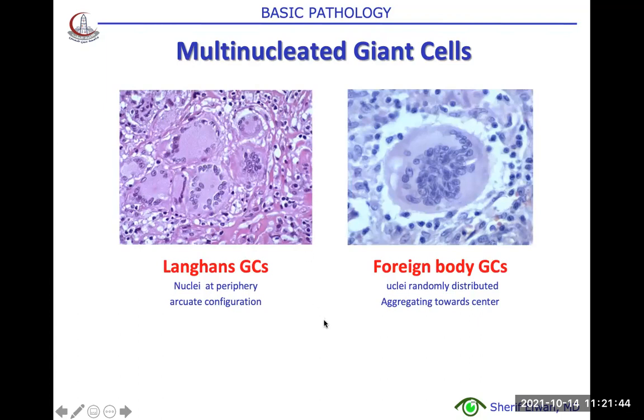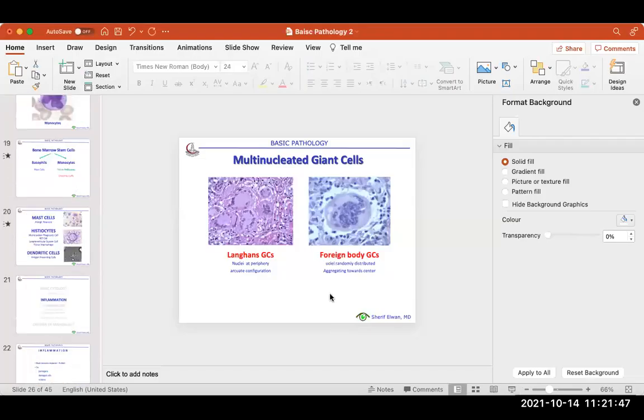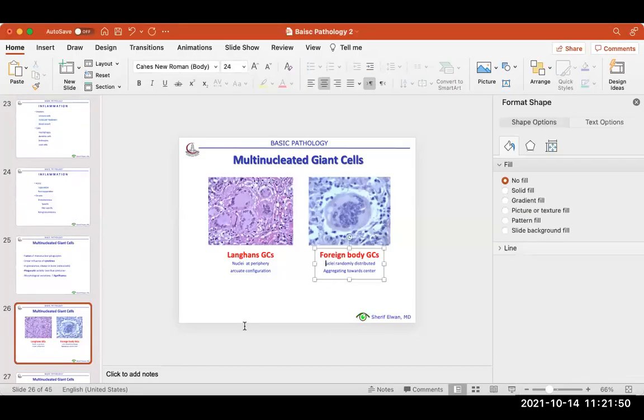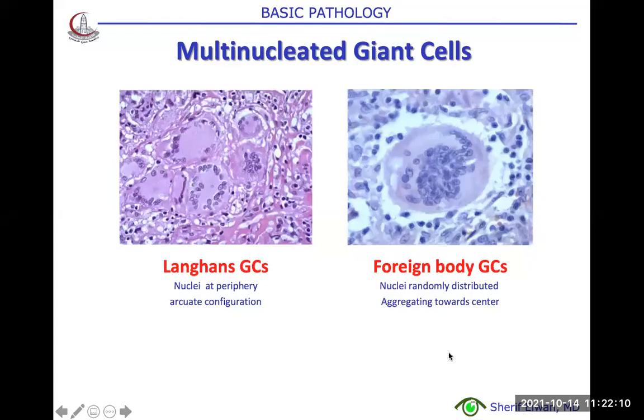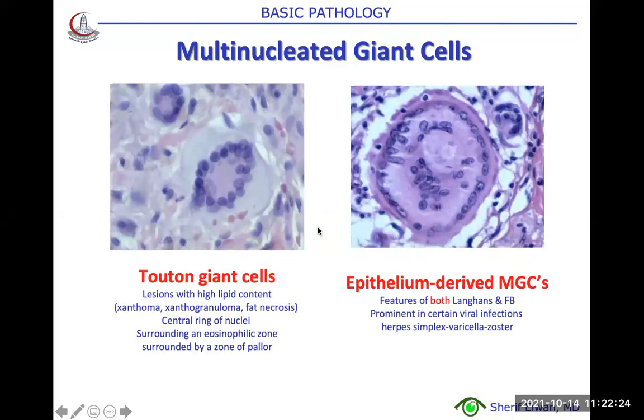And the foreign body giant cells, sorry, I have to correct this spelling mistake. So the foreign body giant cells, where the nuclei are randomly distributed, aggregating towards the center. So Langerhans at the periphery like a horseshoe, foreign body conglomerate in the center.